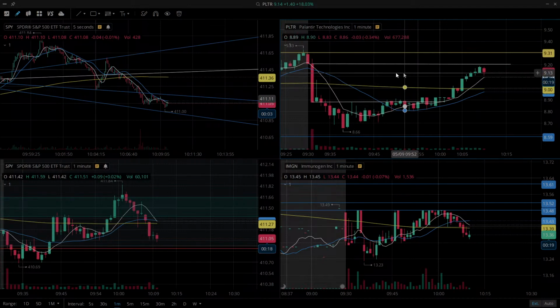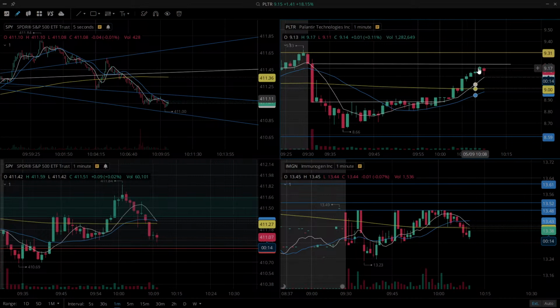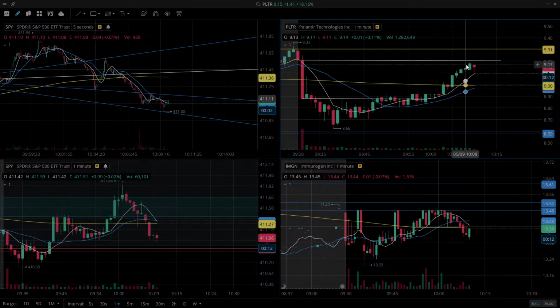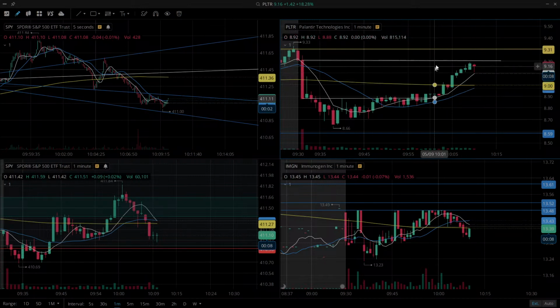I was thinking 9.25, but that was kind of in the wick of this area. We could still push it, but I knew that it was likely to hit the top of that bar and then break over for at least a pullback.